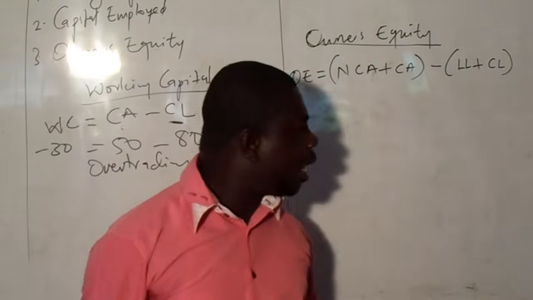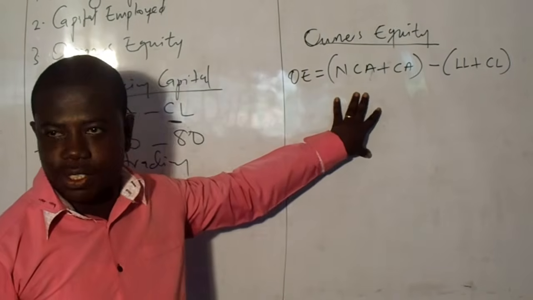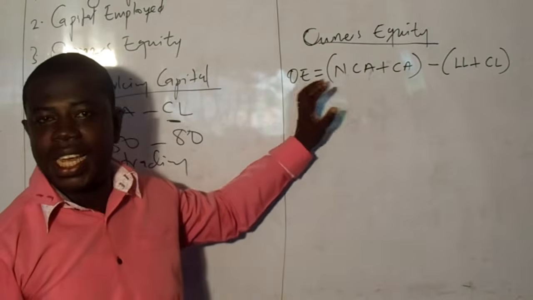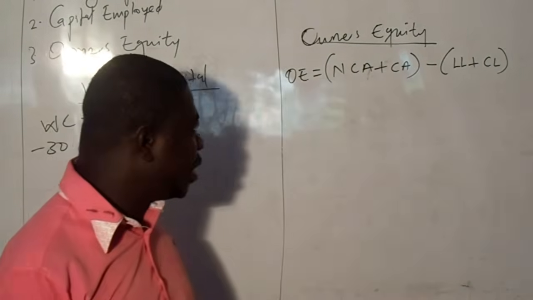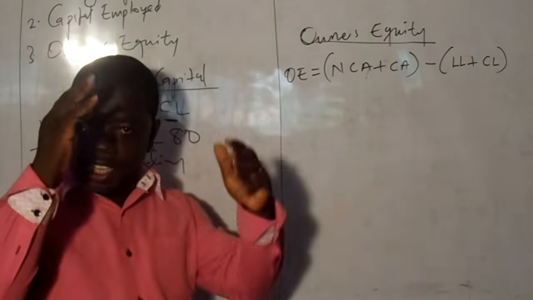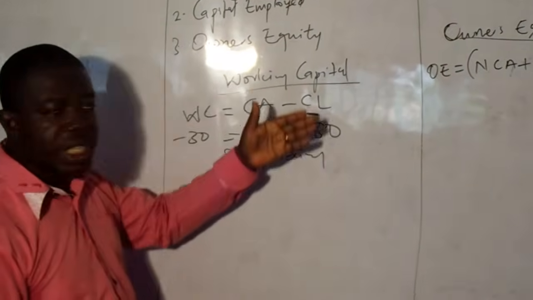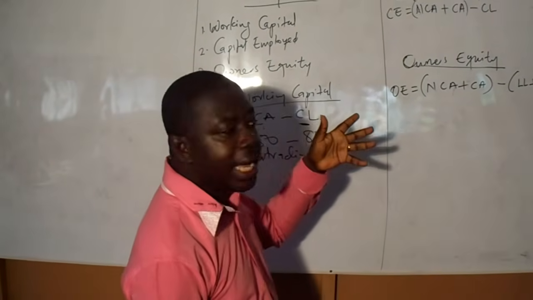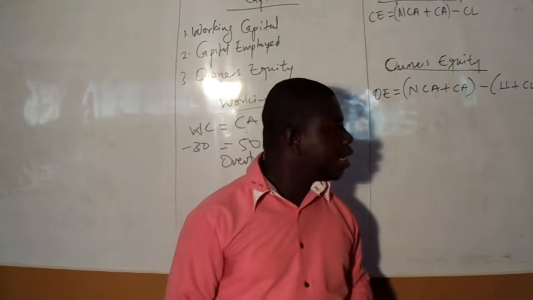Now, let us remember that liabilities or outsiders also have a claim on the assets of the business. And so when we take off their claims from the assets, the difference that is left is the claims of the owner on the assets of the business. And typically, this is the formula for owner's equity. And so given a set of information on our financial report, we should be able to calculate using these formulas: calculate your working capital, calculate your capital employed, and calculate your owner's equity. All right, so that is it.